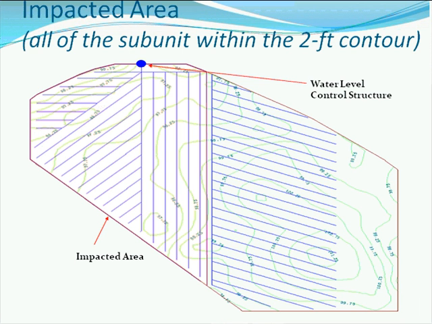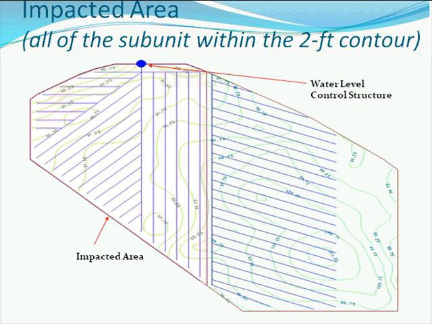Let's say we decide to put a water level control structure right there and try and do some drainage water management on this property. If we do so, recognizing that the tile drained area is that whole half of the field there, and recognizing that there's not more than 2 foot of elevation difference in the whole thing, then really we have the entire thing. The entire subunit is the impacted area. That's pretty handy.